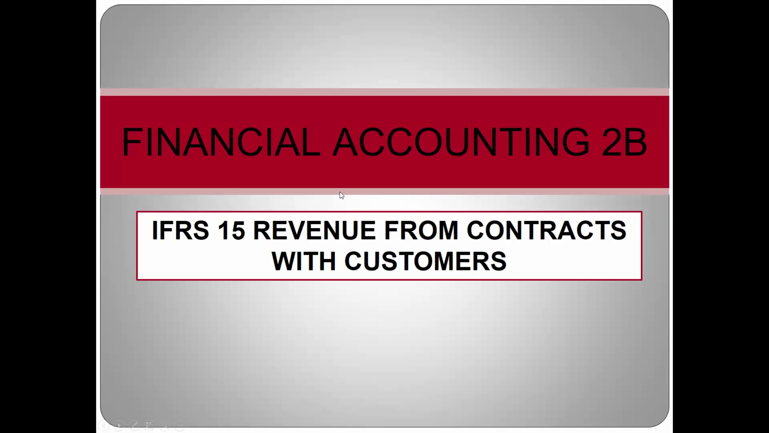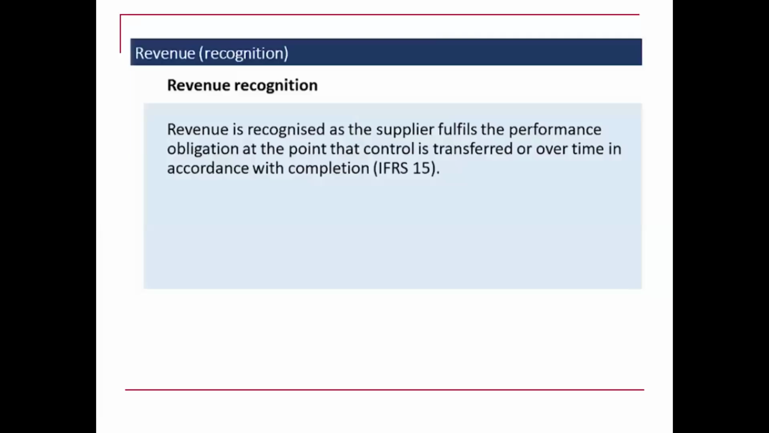Right, so we want to take a look at IFRS 15 revenue from contracts with customers. We'll start by looking at recognition of revenue. How do we recognize revenue and when do we recognize revenue? Revenue is recognized as the supplier fulfills the performance obligations at the point that control is transferred or over time in accordance with completion. That's what IFRS 15 says concerning recognition of revenue.